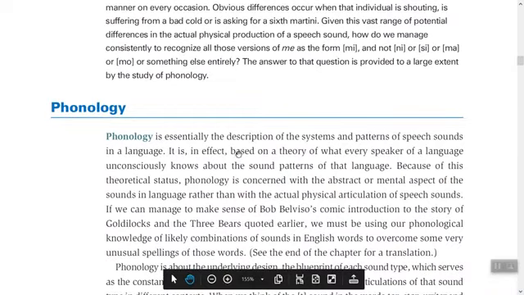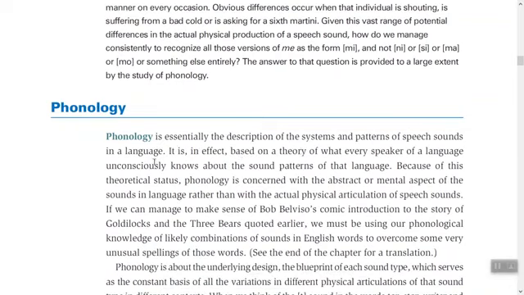Phonology is essentially the description of the systems and patterns of speech sounds in a language, right? It is in effect based on a theory of what every speaker of language unconsciously knows about the sound patterns of that language. So it is something unconscious. Because of this theoretical status, phonology is concerned with the abstract or mental aspect of the sounds in language. Okay, so phonology is what is inside mind.